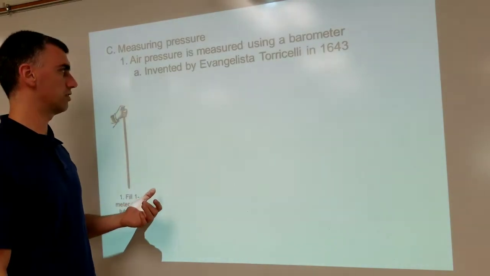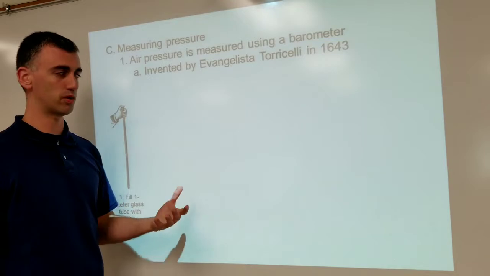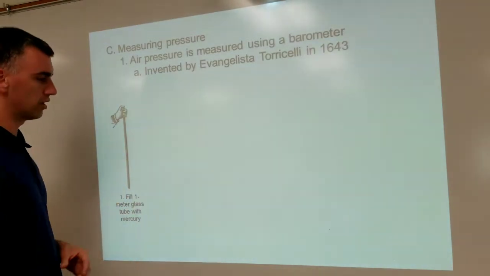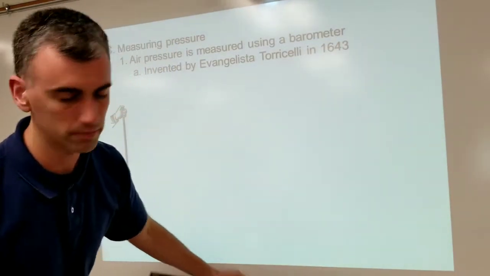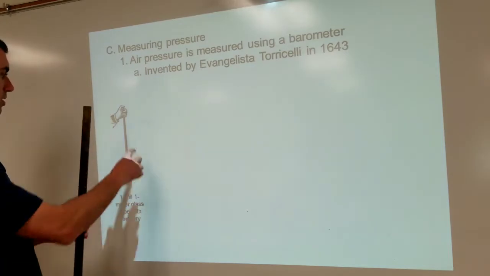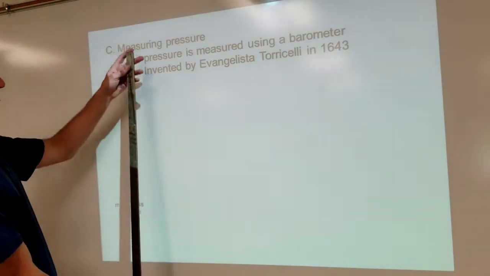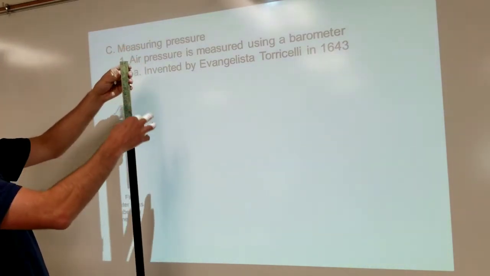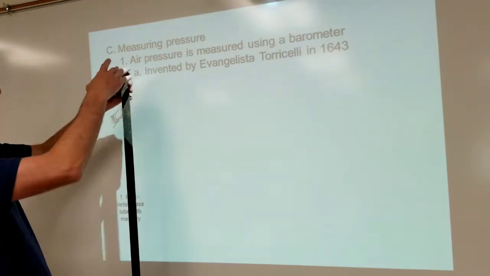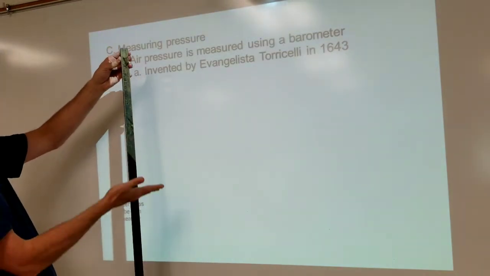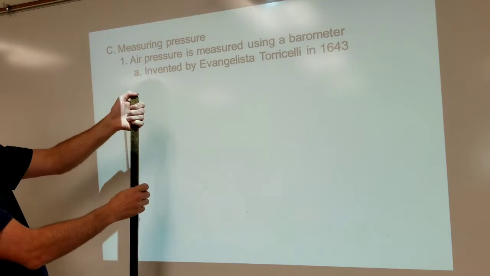So first of all, let's understand the most basic version of a barometer, which is what this guy put together. It involved taking a meter-long glass tube. So here's a meter stick, gets roughly the idea. Imagine it's a glass tube, like a giant test tube, closed on one end, open on the other. You fill it with mercury all the way up to the top, and then you plug it like this.